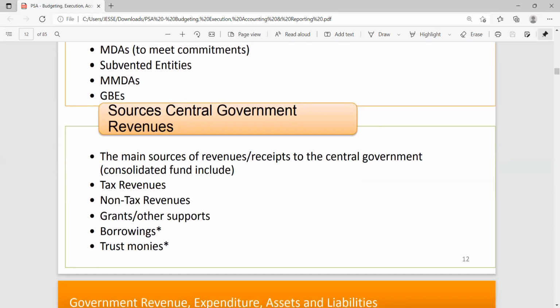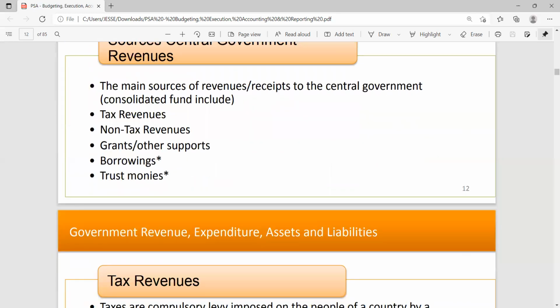So what are the sources of central government revenue? The main sources of revenue and receipts to the central government are: number one, tax revenues, non-tax revenues, grants, borrowings, and trust monies. These are sources, right? You have taxes, grants, borrowings, and trust monies. Very, very important.